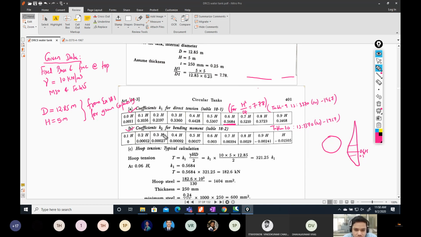Similarly, the coefficients for bending moment are here. From these coefficients, the maximum bending moment is at 0.7 h, that is 0.0394. So you can find the maximum bending moment and the corresponding steel, and you can also curtail at different heights.